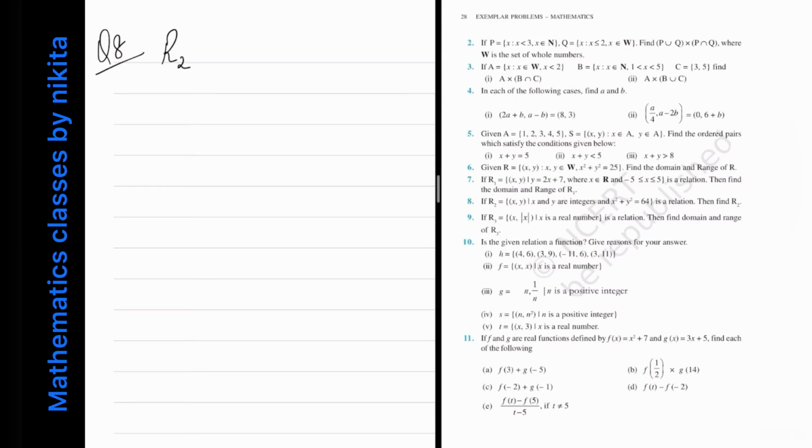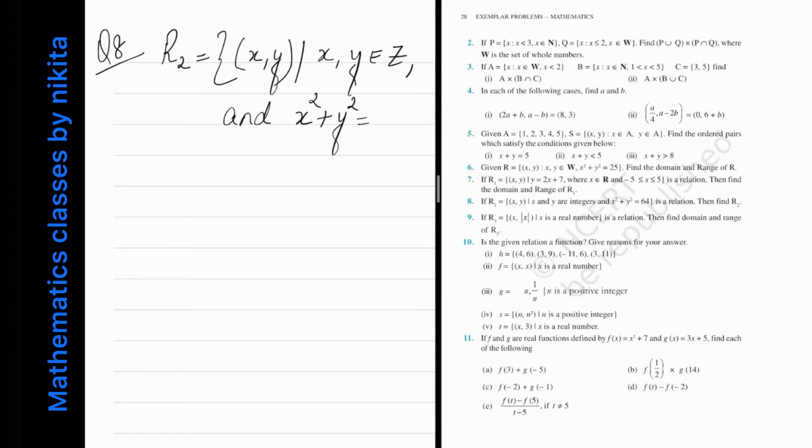First of all, R2 is given to be all those x comma y such that x comma y belongs to the set Z of integers, and x square plus y square is equal to 64. Now a very important thing to note here is that x and y are coming from the set Z of integers. Otherwise you have done the question like this. So start with put x equal to 0.